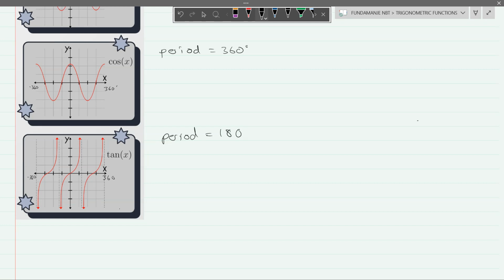So as we can see here, from this point it goes up, and then here it goes down, and that's the end. And at that point, that is 180 degrees. Then it begins the same pattern, goes up and then goes down. So that is the period of our tan function.